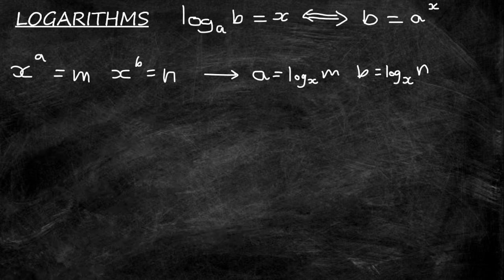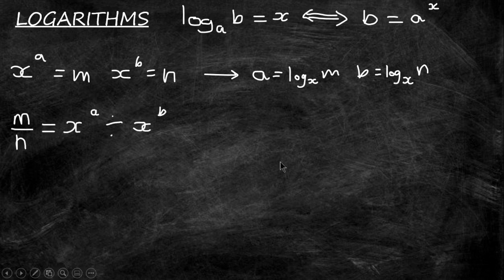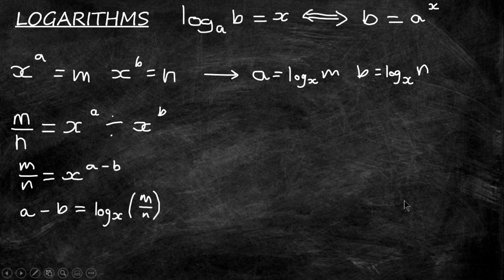The second logarithm rule we're going to go over now. Say instead of multiplying m and n, you divided m by n. So we have m over n is equal to x to the a divided by x to the b. And then using our indices rule from earlier, we know that this will equal x to the power of a minus b. And then again, using this logarithm rule that we have at the top of the page here, we know that a minus b will equal log base x of m over n.